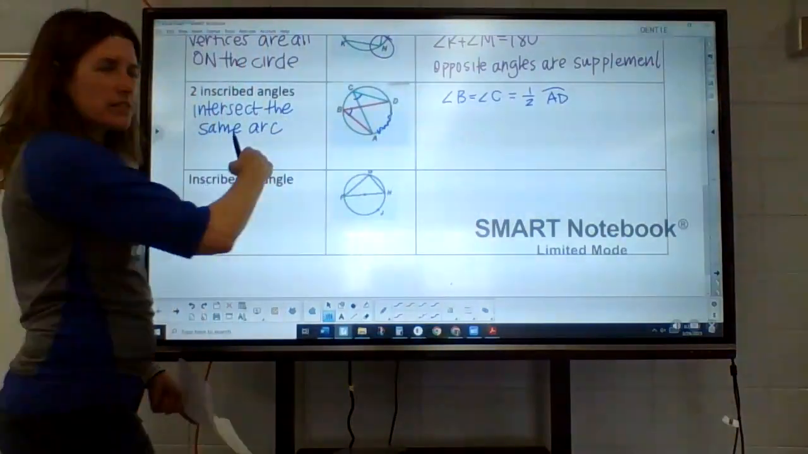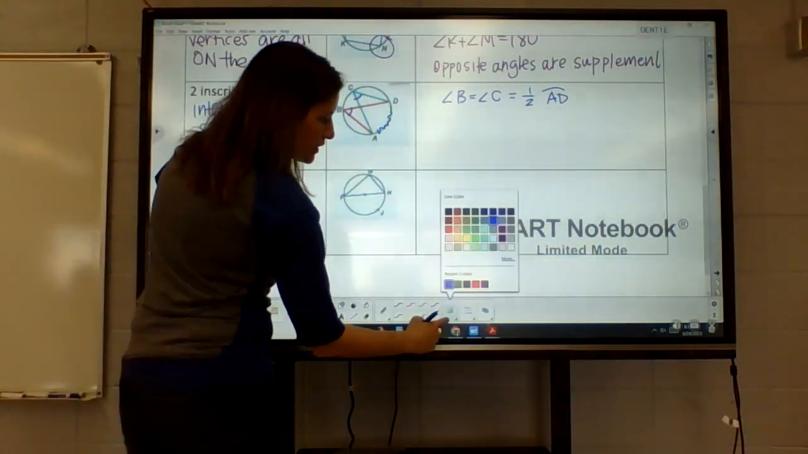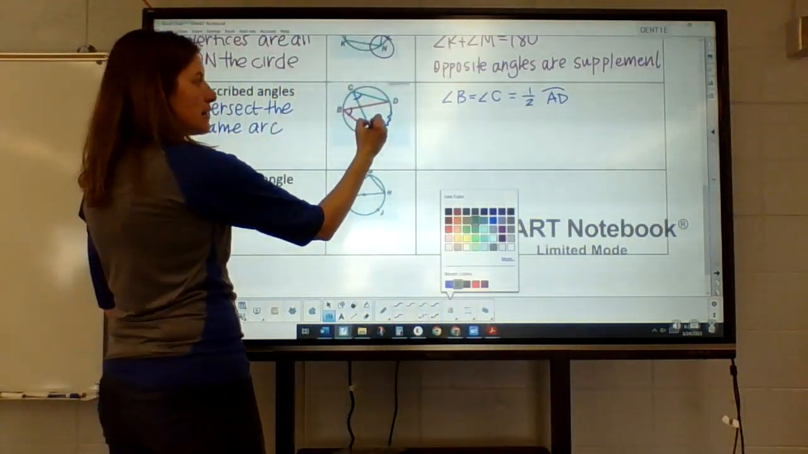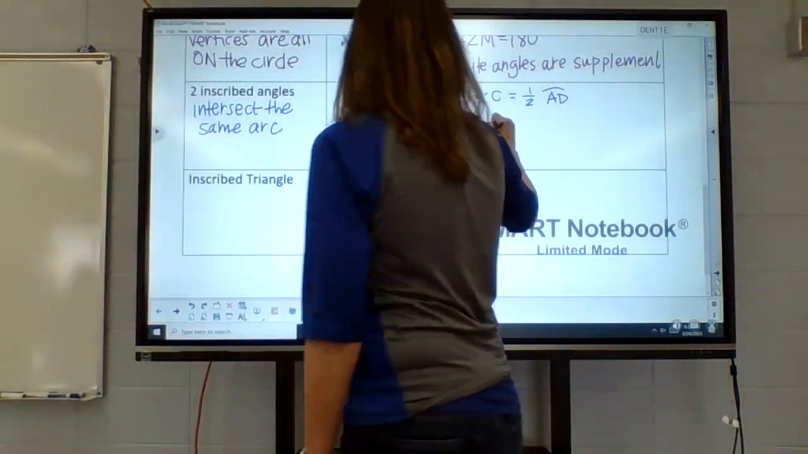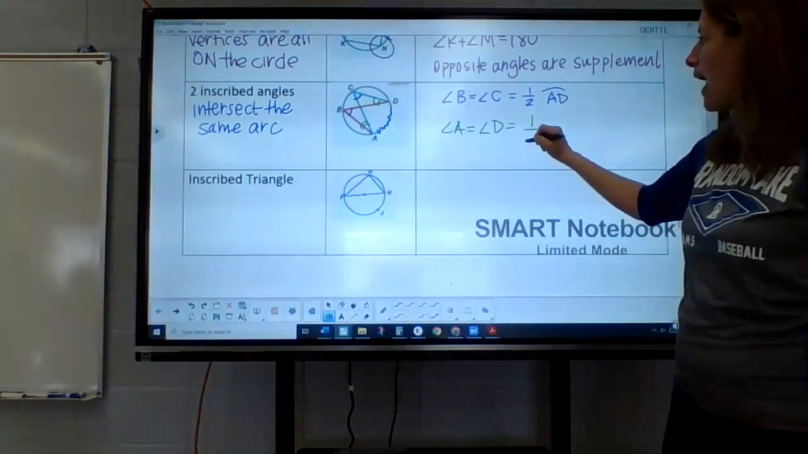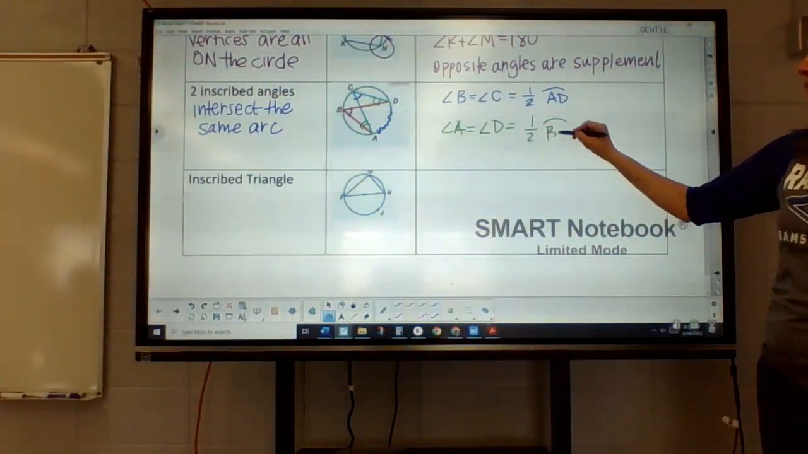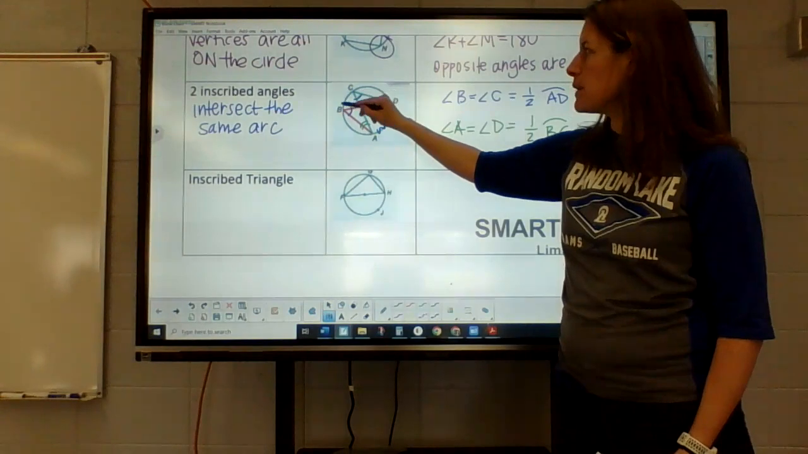And the same thing goes on the other side here. So if I change this up, these two over here are also going to be equal. And they're going to be half of the arc they're across from, which is over here, this BC.